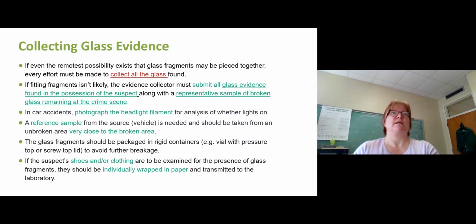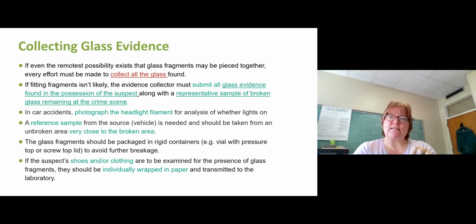So maybe I don't do all of it, but I have the glass from the car accident and the glass from the suspect vehicle or something like that. I would also want to have a reference sample. If I'm taking glass from where it was broken, where it was hit by another vehicle, I would also want to take some glass sample from that same window, headlight, whatever, close to where it was impacted, but where it's not broken. That will give me a representative idea of what the glass in that headlight or window was like compared to the area where it was broken.